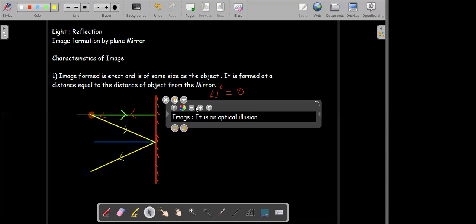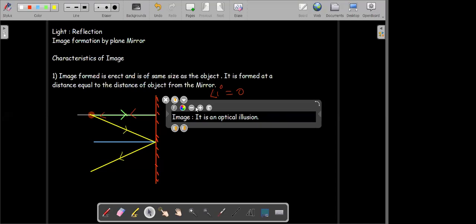Suppose you go to the theater, and over there you watch your favorite movies, and whatever things you see over there, isn't it an illusion? Are those things really there? No. If you're watching Spider-Man or whatever, are they really there? No, sir. It's an illusion, right? So we'll call it an image. Whatever you see over there on the screen, that is an image. Got it? So an image is an optical illusion.